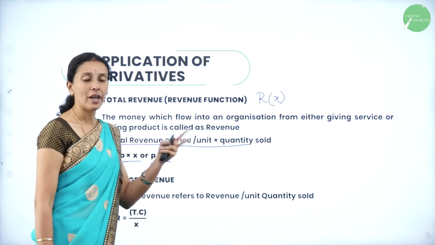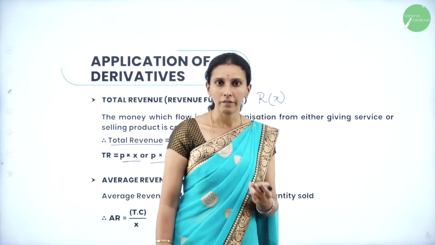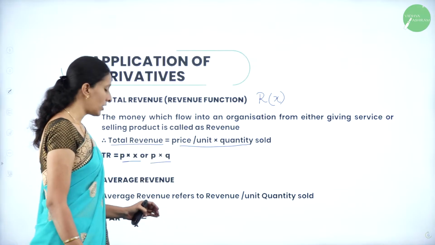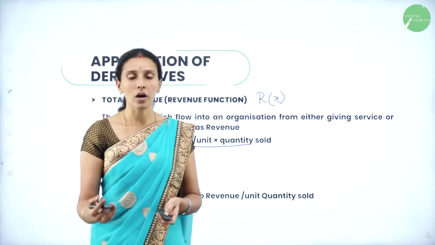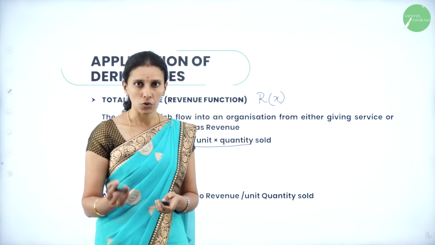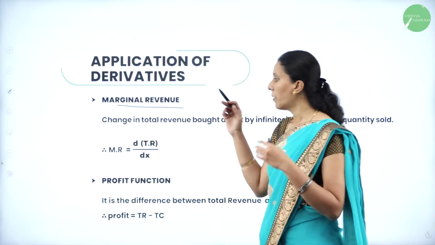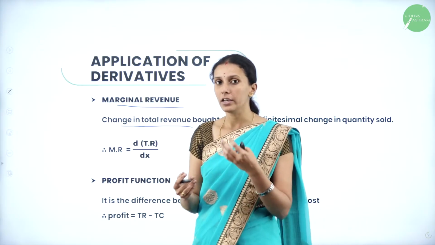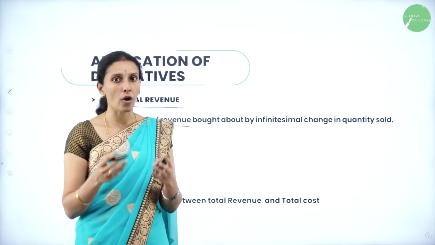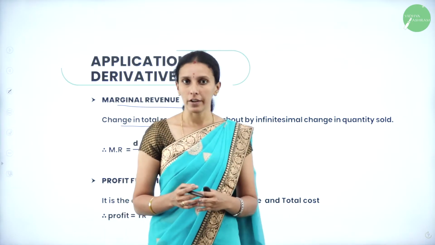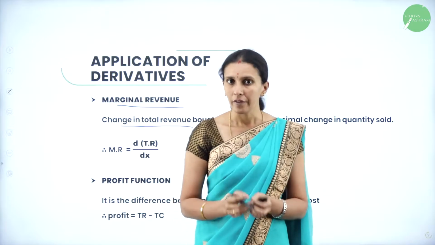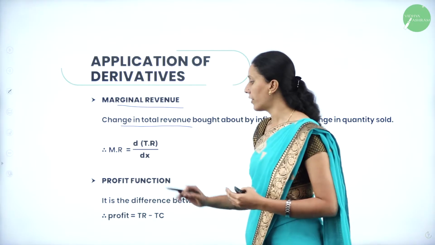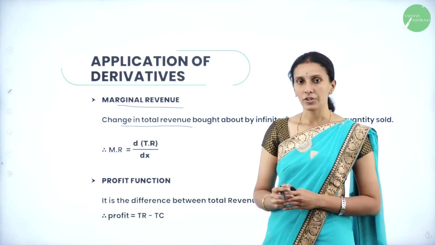Next is average revenue. Average revenue is total revenue divided by quantity sold. That is, it is given by total revenue divided by X, where X is the number of products which you have sold. Next we come across marginal revenue. Marginal revenue is nothing but the change in total revenue when one extra unit of a product is sold. The change in the total revenue is given by d by dx of TR. So this is how we can calculate the marginal revenue.